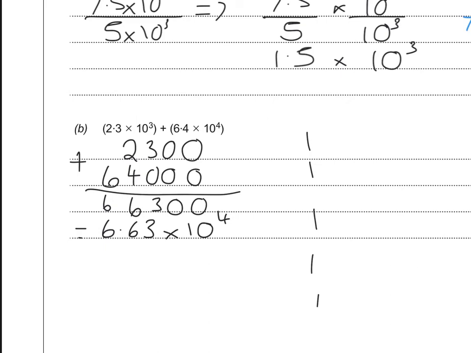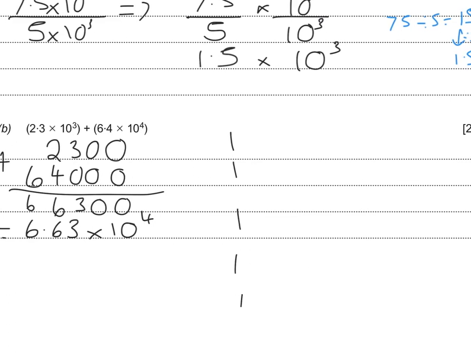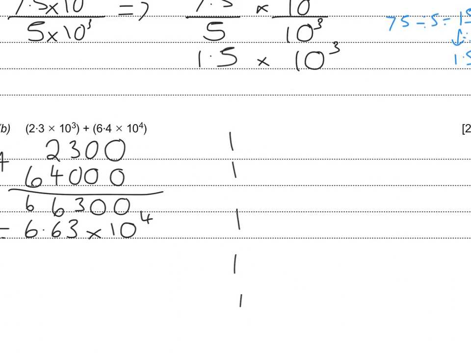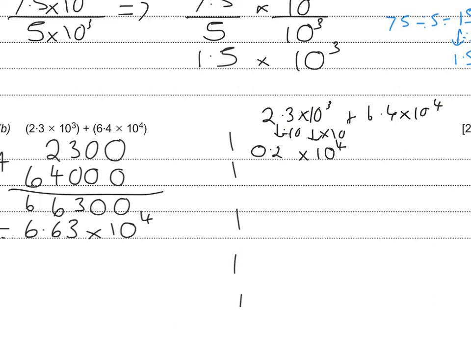The second way, which can be a little bit trickier, is to convert both numbers to have the same power. Now, this means we'll have to break our rules of standard form. So I've got 2.3 times 10 to the power of 3, and I'm adding 6.4 times 10 to the power of 4. I'm going to convert this 10 to the power of 3 to 10 to the power of 4 by multiplying it by another 10. This means I have to divide this value by 10 in order to keep the value of my number the same, which leaves me with 0.23.